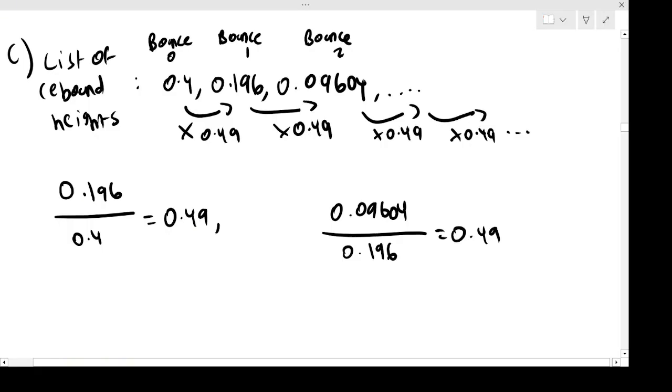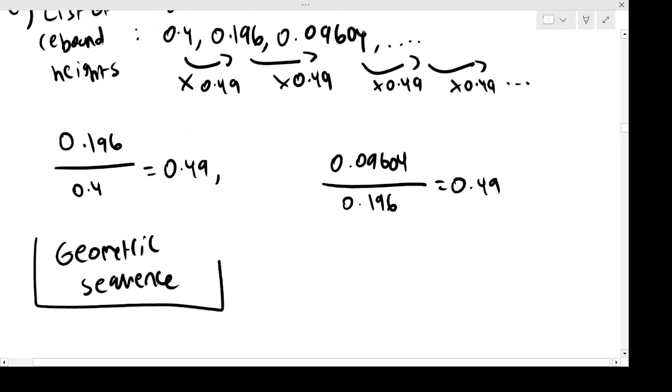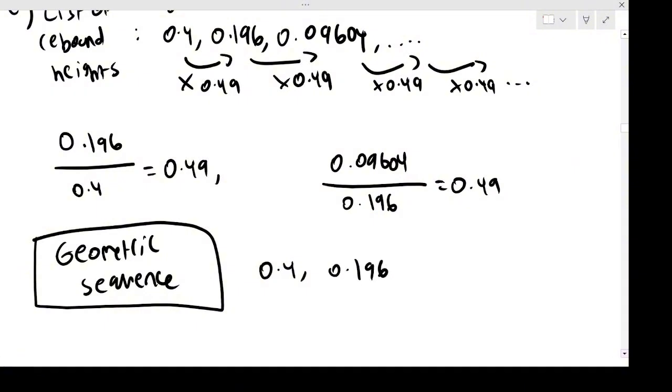And so, hopefully you can spot this is going to be a geometric sequence of heights. Hopefully you can see that then, right? So the geometric sequence is 0.4, 0.196 and 0.09604. So we can tell that the common ratio is 0.49, and the initial term is 0.4, as you can see.